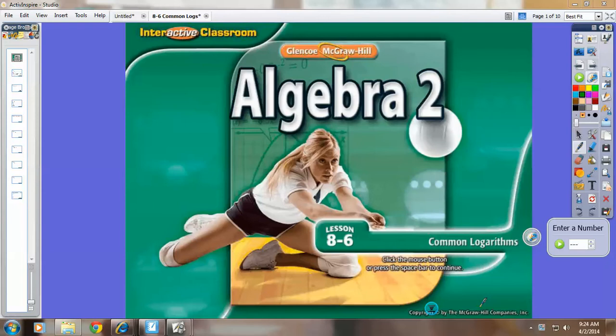This is section 8.6, common logs. If nothing is written in common logs, you should be excited because you can use your calculator to do these. You can calculate these answers with this lovely calculator. You do need that LOG button on your calculator.